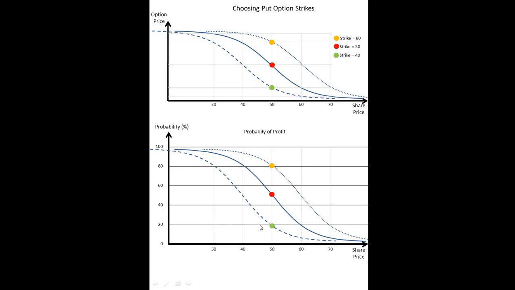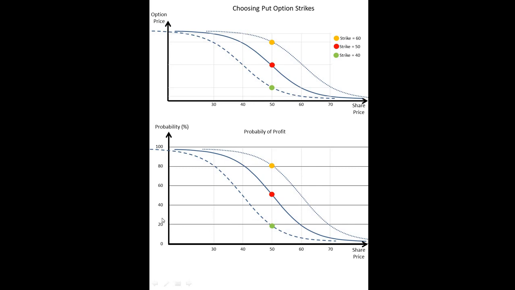The green one still has plenty of room to move. Our green strike is at 40. Currently, the share price is at 50, so we still have $10, or in other words, 20% movement before we reach the $40 strike price. So that has a, let's say, 20% probability.